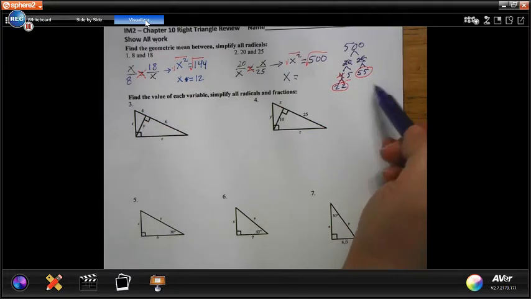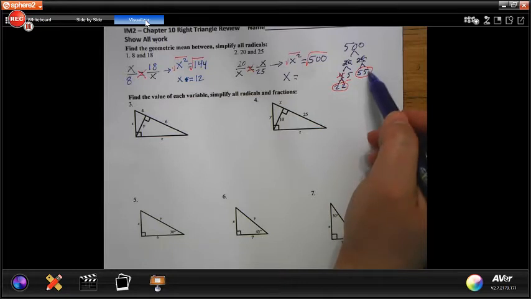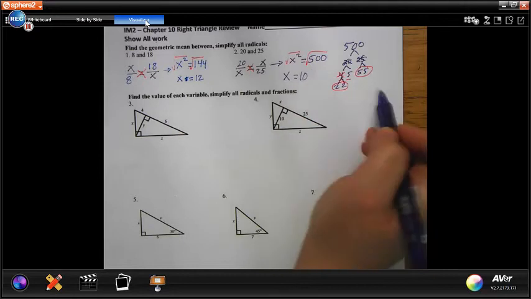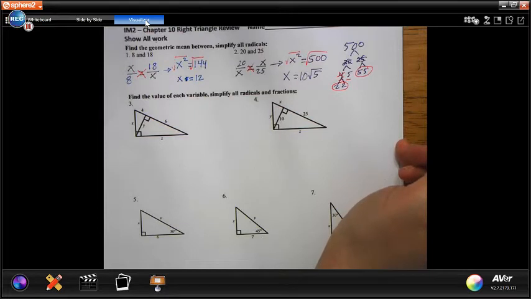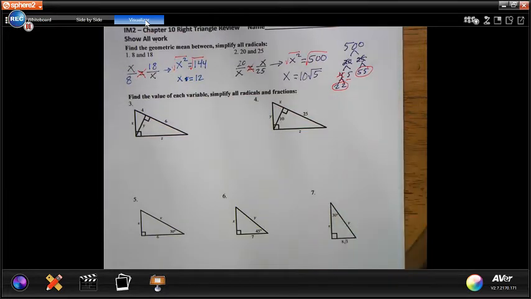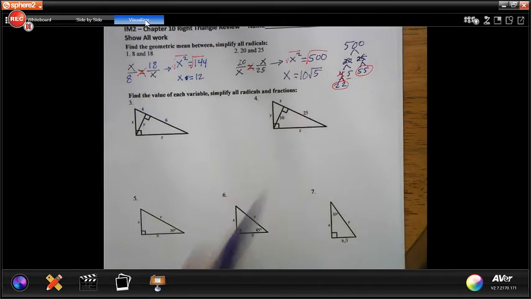And so to put them together, we multiply. 5 breaks out here, 2 breaks out here, so 2 times 5 is 10. And then this 5 does not break out, so it's radical 5. So 10 radical 5. And that's the geometric mean.